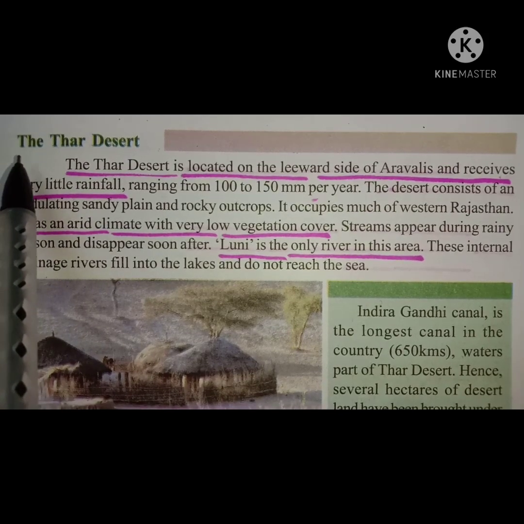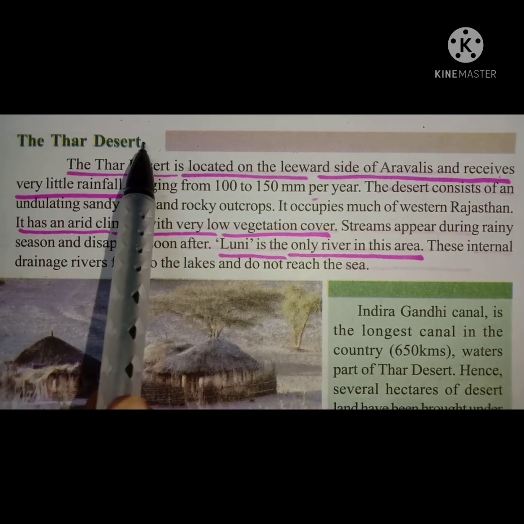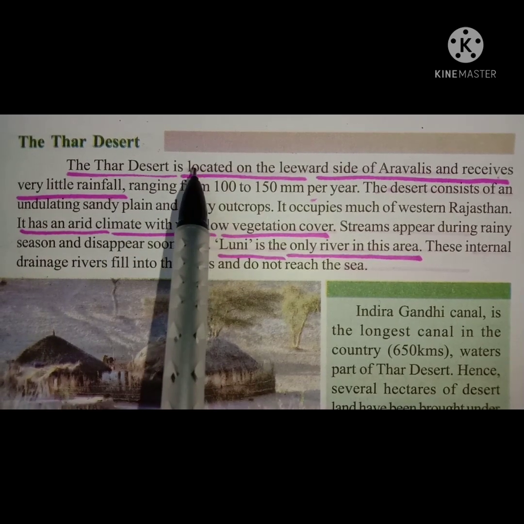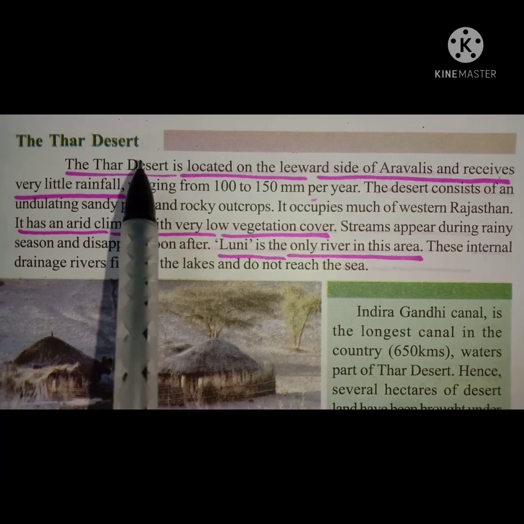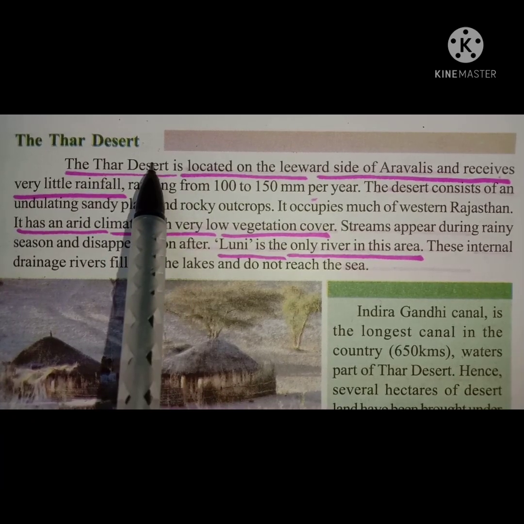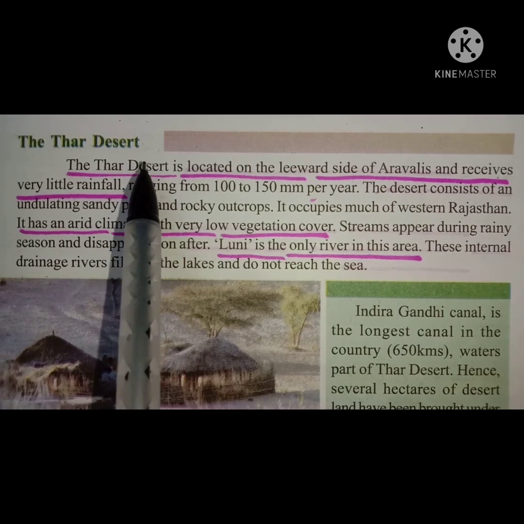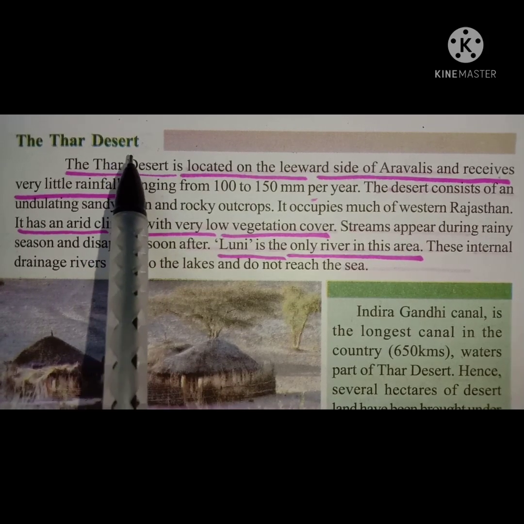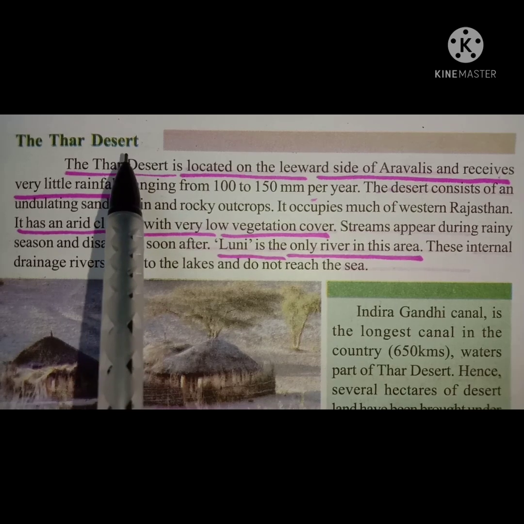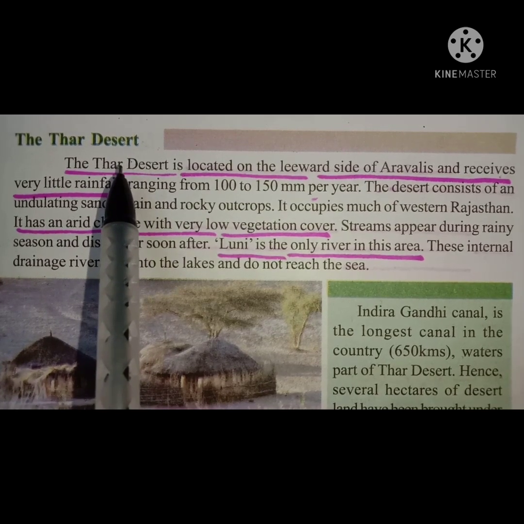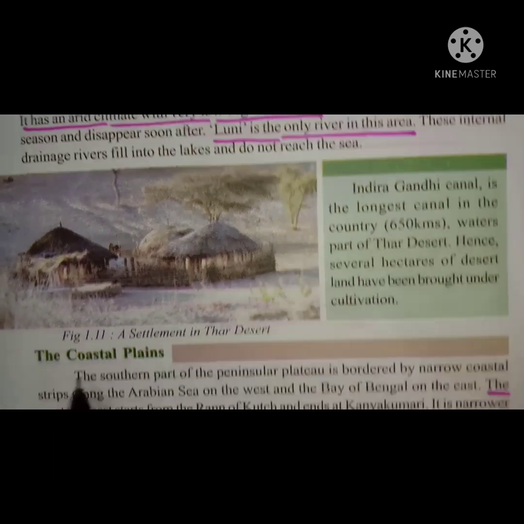Next important feature, the Thar Desert. The Thar Desert is located on the leeward side of the Aravallis and receives very little rainfall. So, it has an arid climate with very low vegetation. River Luni is the only river in this area. Understand, children?